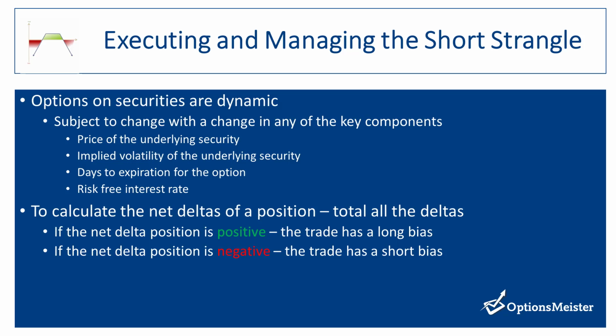The net delta of a trade will show whether the trade has a long bias, a short bias, or a neutral bias. If the net delta position is positive, the trade has a long bias. If the net delta position is negative, the trade has a short bias.